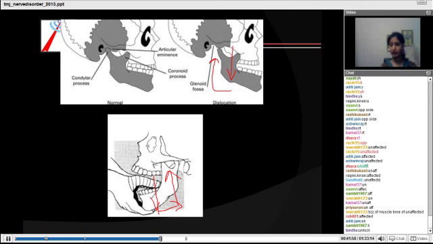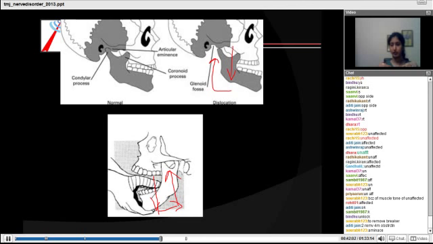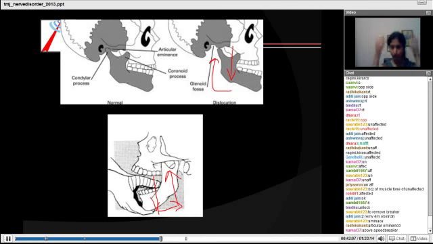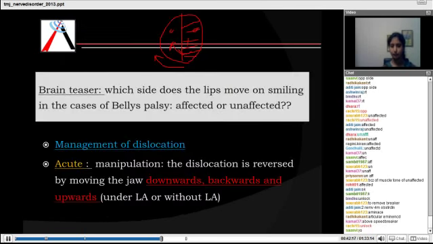What are you trying to do? You're trying to unlock it, you're trying to obstruct. There is this articular eminence here, right? So first you need to go down the articular eminence. You need to go above the speed breaker to go back into place. Exactly. Okay, so this is how you manage an acute dislocation.